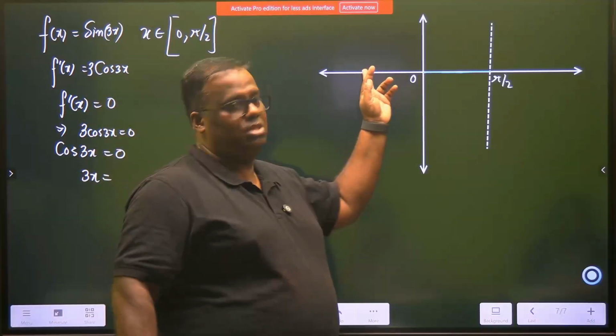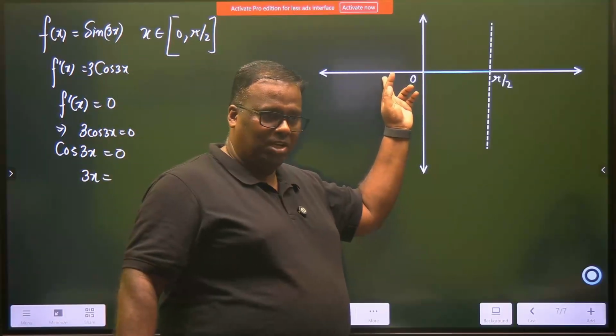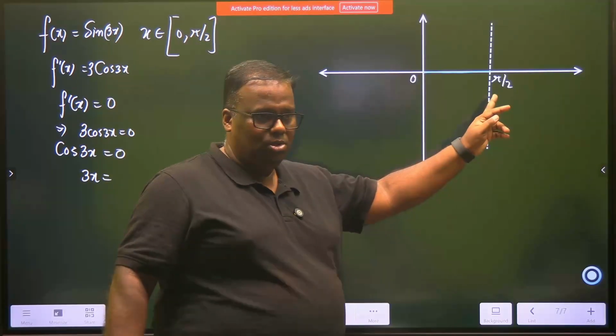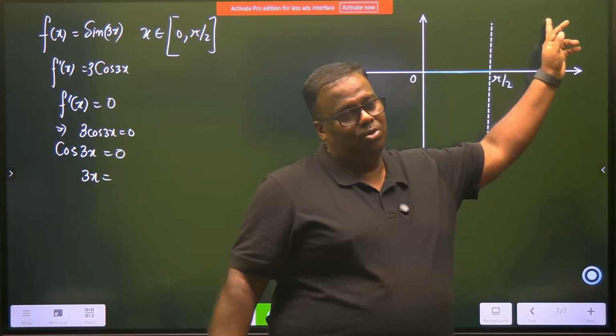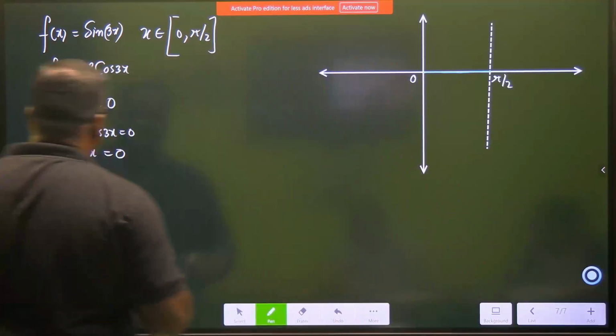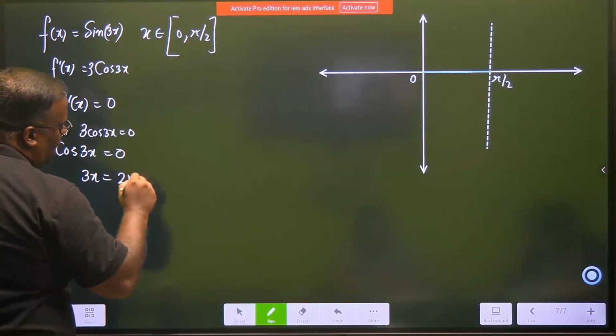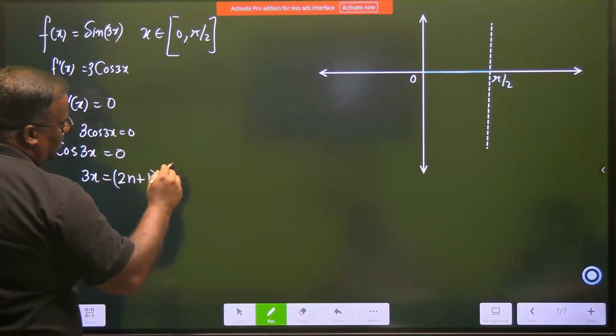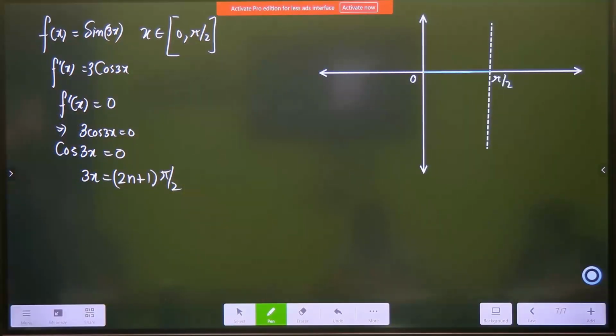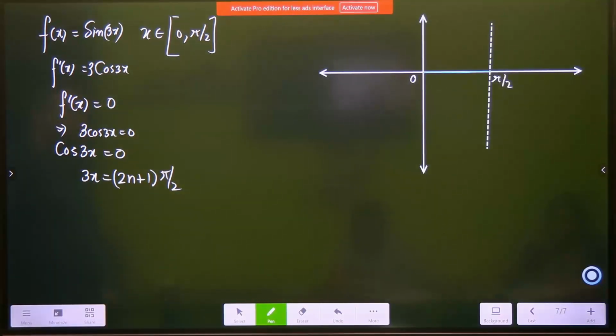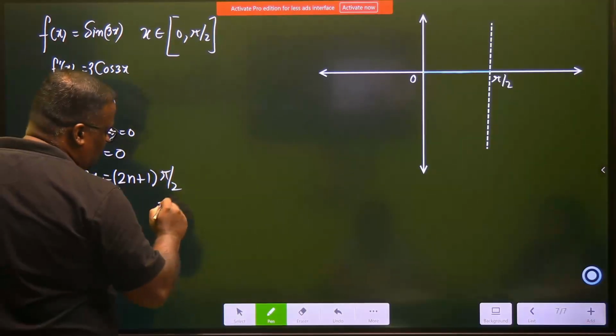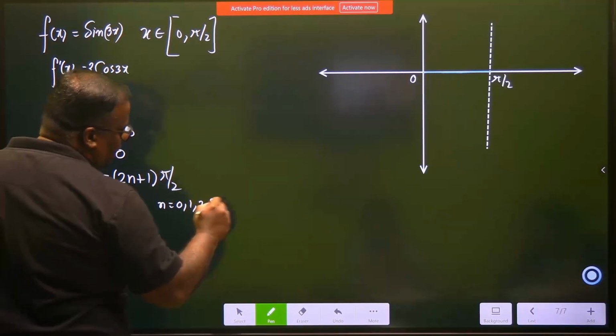But look at the pi by 2's. This is the odd pi by 2: minus pi by 2, 1 pi by 2. 2 pi by 2 is pi, where it will take a full value. 3 pi by 2. So we will say 3x should be equal to (2n plus 1) pi by 2. Do you agree? And n's value is what? n is equal to 0, 1, 2, 3 and so on.